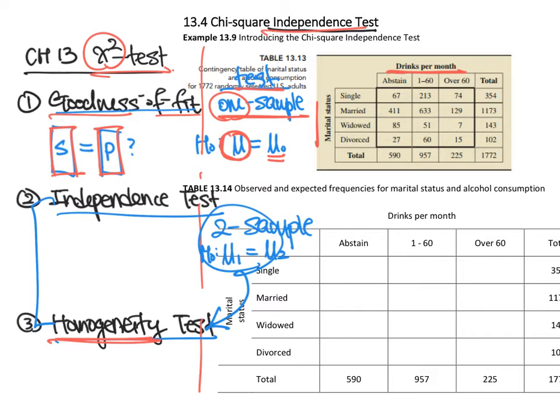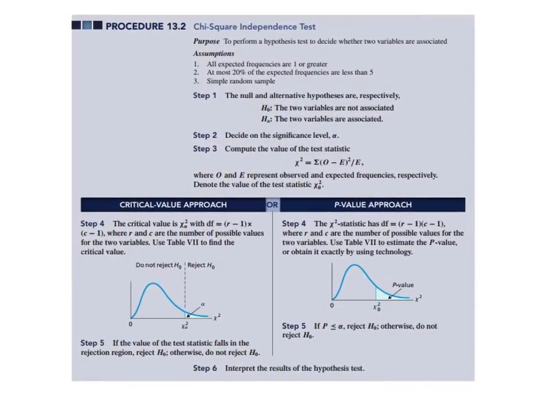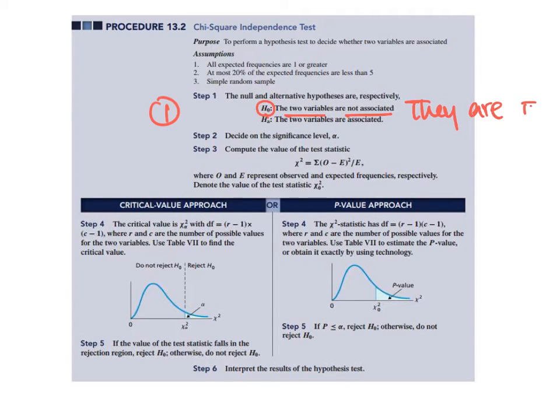So now we have the categorical variables. Here are the procedures for the independence test. First of all, we state the null hypothesis. The null hypothesis is that the two variables are not associated. Simply, I can say they are independent. Independent means not related. And the alternative hypothesis is that they are related.